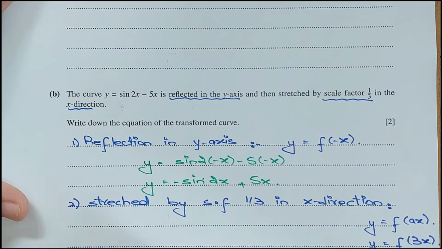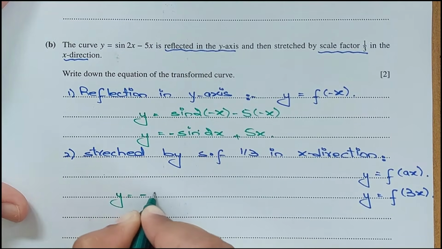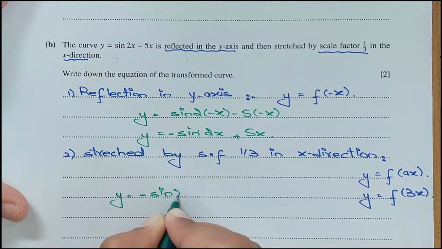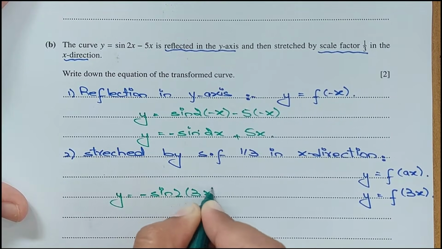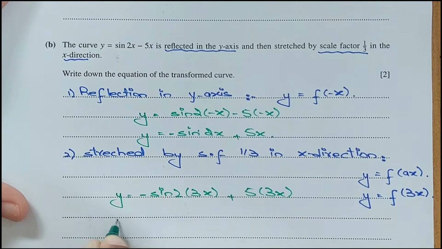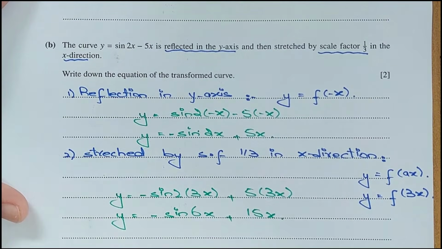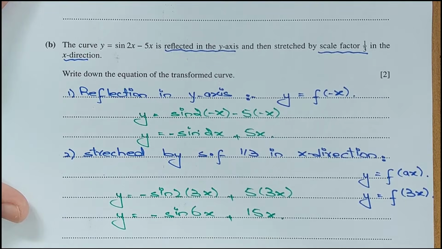So we have the equation now. y = −sin(2 times 3x) plus 5 times 3x. So y would be equal to −sin 6x + 15x. This is the equation of the transformed curve.